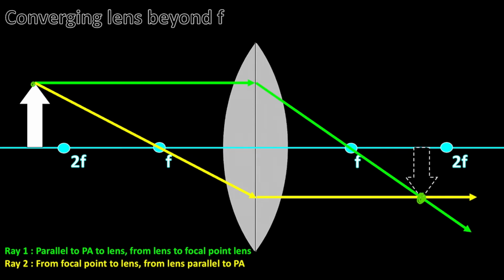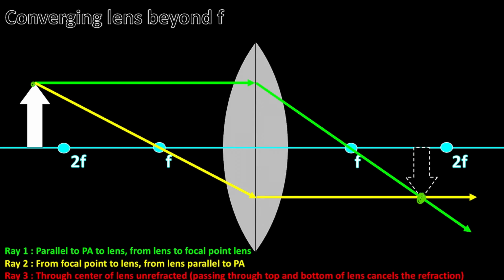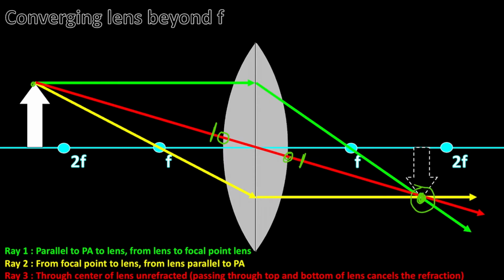Now you can confirm this with a third ray. Ray 3 goes through the center of the lens and it's going to be unrefracted. That's because as we draw this line, it passes through the top part of this lens, which is going to be a surface like this, and then passes through the bottom, which is going to be a surface like that. So this is going to cancel out the refraction that occurs, and it's just going to be a straight line. And we can see it also intersects at the same point.